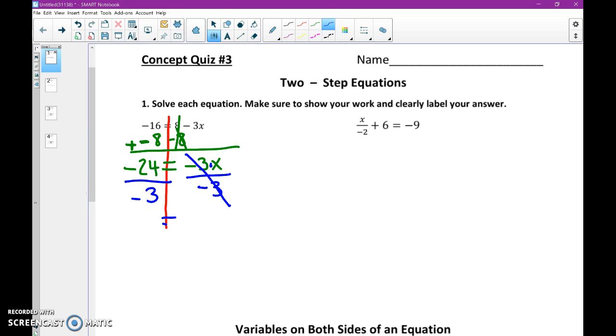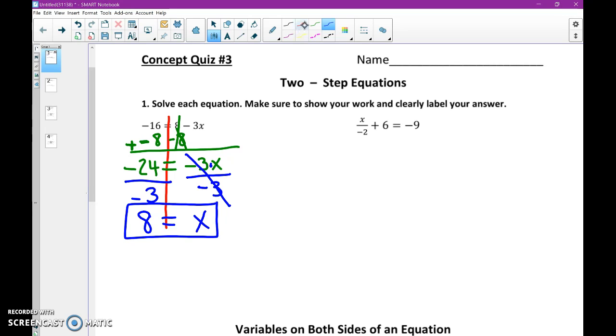Those are going to go away. Still have x over here, so don't cross him out. He's still there. Negative 24 divided by negative 3. Those negatives become a positive, and 24 divided by 3 is 8. So x really equals positive 8 for that answer.